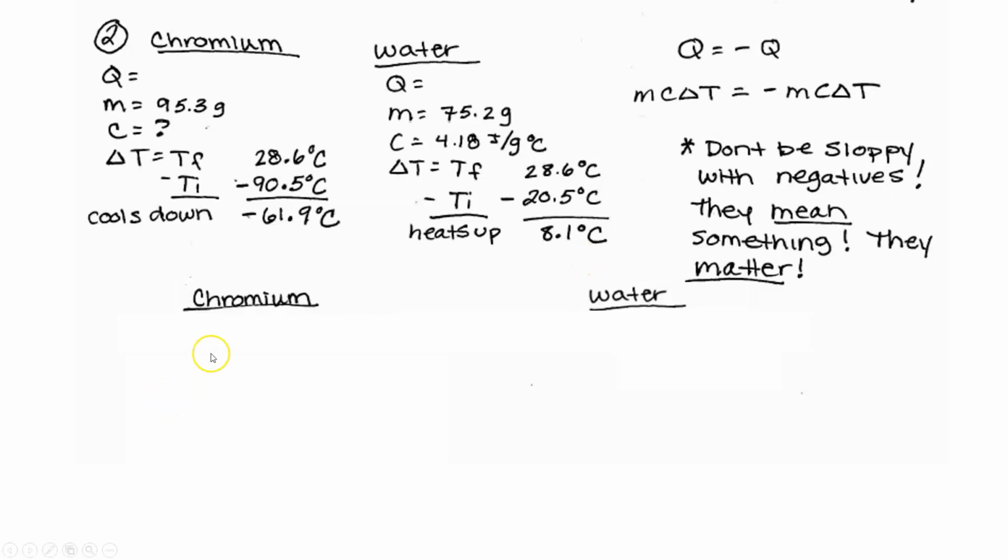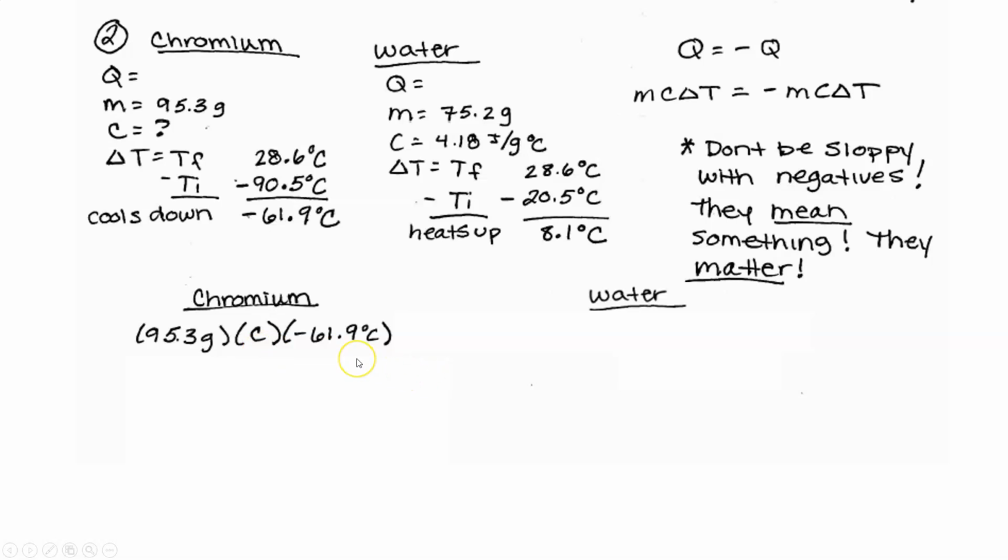So I'm going to have a chromium m c delta T. I'm going to set it equal to a negative m c delta T over here for the water. If you flipped it and you put water on one side and you put the chromium over here, I don't care.